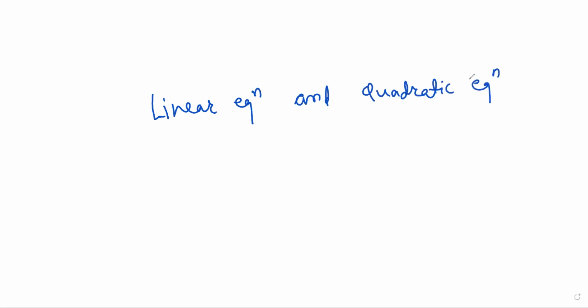Today we are going to learn about linear equation and quadratic equation. Before understanding these two terms, first we have to understand what is meant by equation.